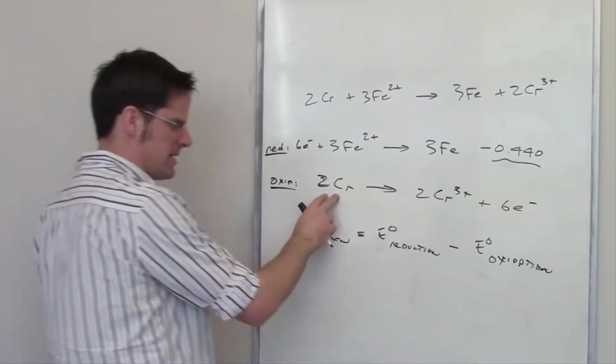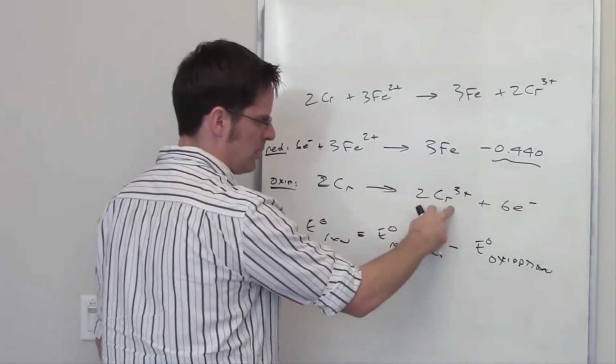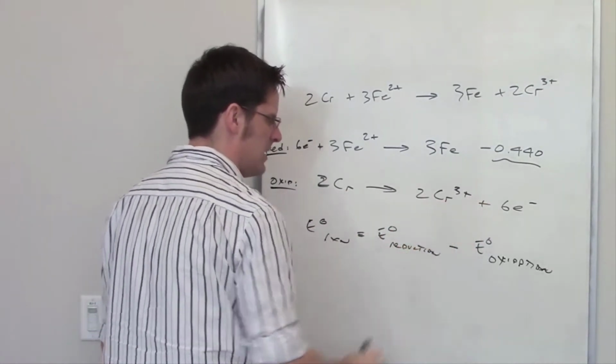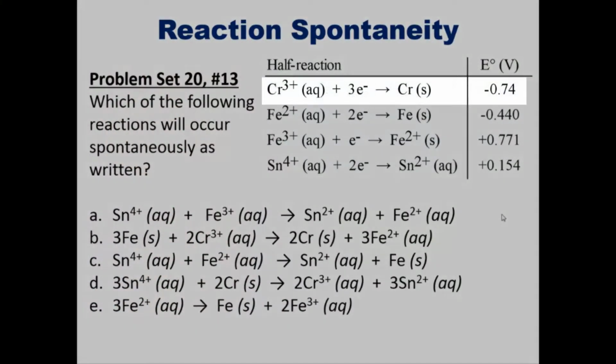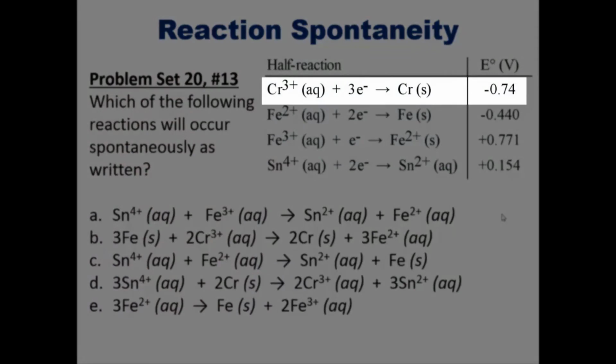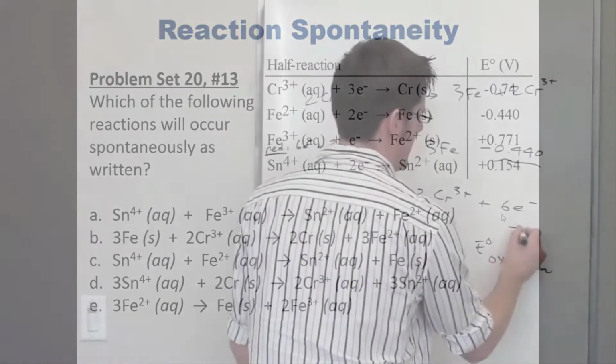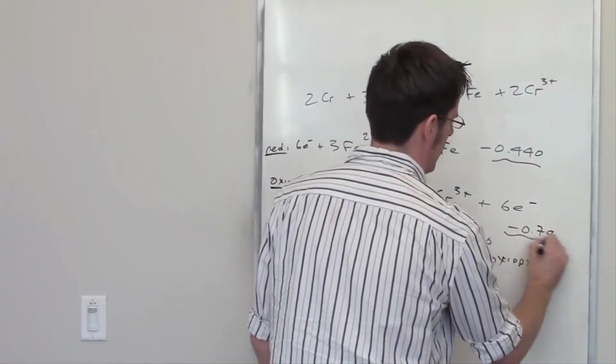The oxidation, I've got chromium, and I've got Cr3+ and some electrons on the right side. Looking back at our table here, do you see any of these reactions that have got chromium 3+ and some electrons on one side, and then chromium 0 on the other? Yeah, you can see it's this top one here with a number of negative 0.74.